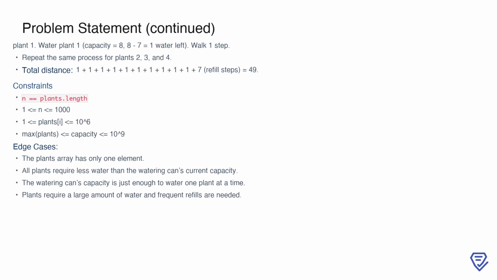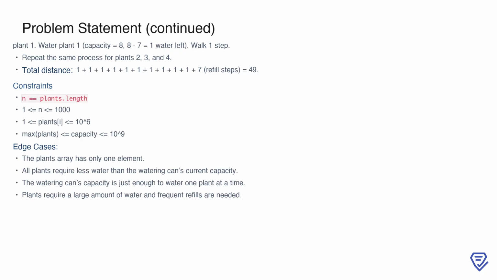This process repeats for plants 2, 3, and 4, with each requiring a refill. Each refill involves walking back to the river and returning, creating a repetitive pattern. Adding up all the steps results in a total distance of 49.